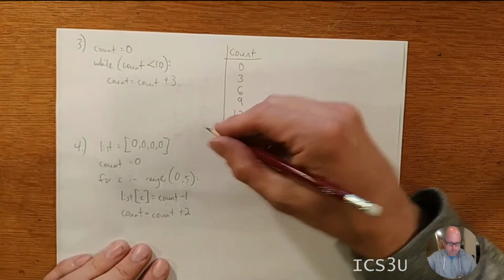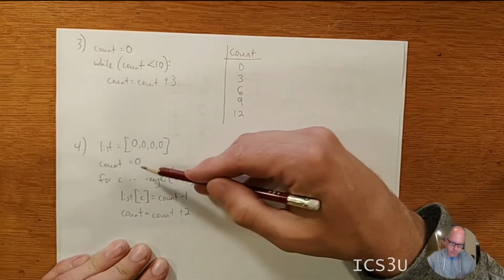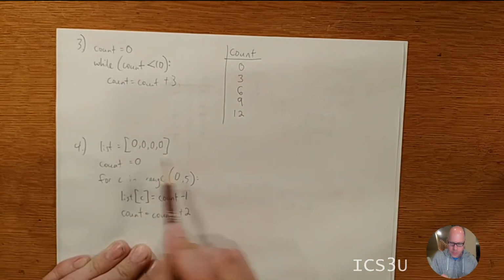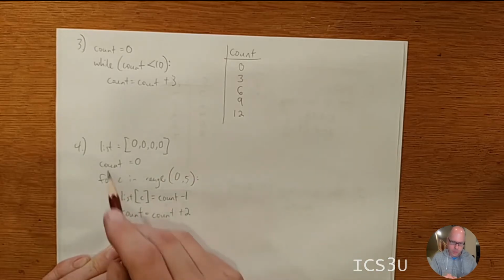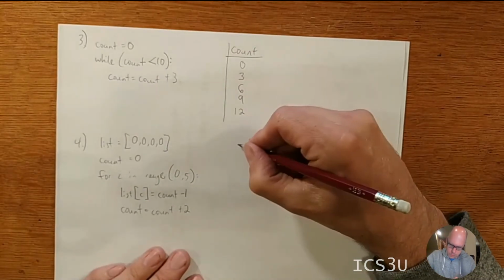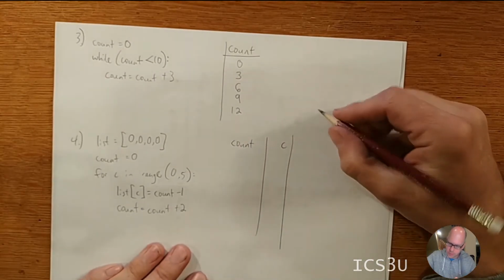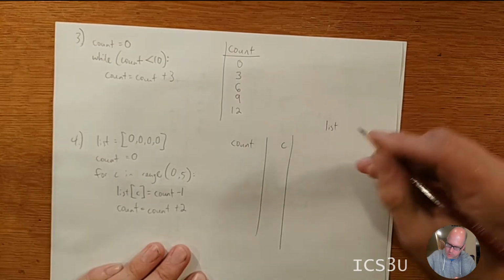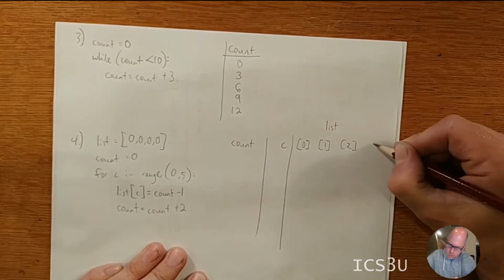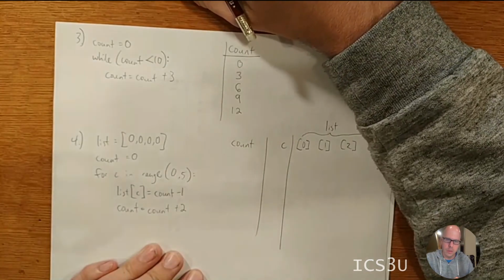Okay. So for our trace table, what I would recommend is that for the list, every single location is stated as a separate column. I'm going to start off with my non-list variables. So I've got count, and I've got C, and then we have list. I'm going to illustrate it like this. I'm just going to put list at the top, and then I'm going to put 0, 1, 2, and 3. Kind of like that. Can you see that? Yes.